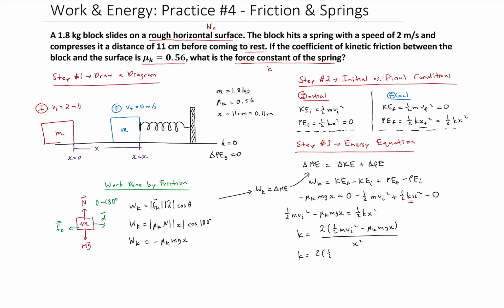When you plug in the values, you get 1/2 times the mass, 1.8, times the initial speed of 2 squared, minus 0.56 times 1.8 times 9.8 times the distance of compression of 0.11, divided by 0.11 squared. Punch this into a calculator, you should get 415 newtons per meter.